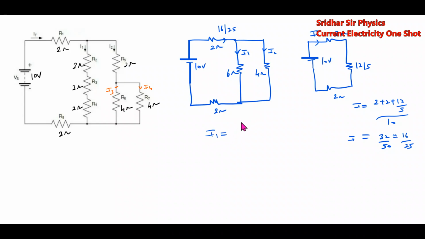I1 is equal to the main branch current 16 by 25, times the other resistance by 6 plus 4. Similarly, we'll get I1 plus I2 equal to I. We'll get the value of I2. We know I and we'll get I1, we'll get I2. After getting I2, then we'll get I3 equal to I4 here. So therefore, I3 equal to I4 equal to I2 by 2.